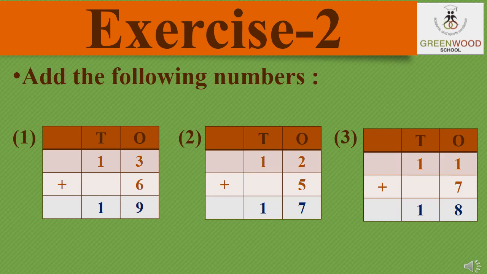Third one, 11 plus 7. First step, add the ones. That is 1 plus 7. 7 in mind, 1 in finger. Start counting after 7. 8. So 1 plus 7 is 8. Step 2, add the tens. Again single digit, that is 1. Copy it down. So the answer is 18.